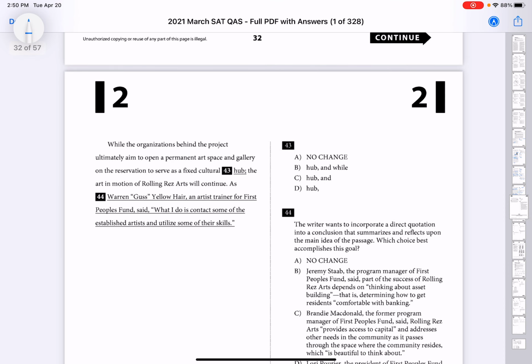All right. 43 should be D. Okay, now, why did I know that? Because I saw the word "while." Remember that trick, guys? You see "while," and then something, something, something. There should be a comma with no other punctuation. A, B, and C should be gone. So while the organization behind the project ultimately aimed to open a permanent art space and gallery on the reservation to serve as a fixed cultural hub, comma, the art in motion of Rolling Res Arts will continue.